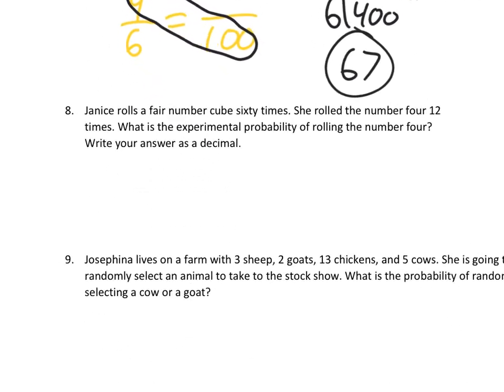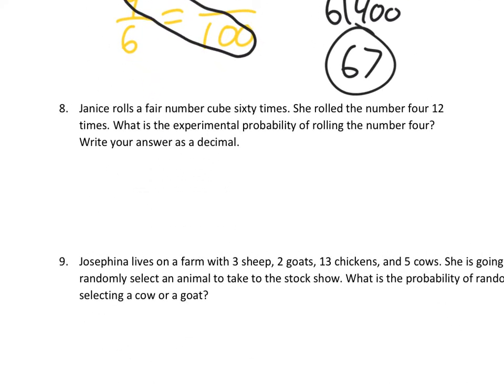Number 8. Janice rolls a fair number cube 60 times. She rolled the number 4 12 times. What is the experimental probability of rolling the number 4? Write your answer as a decimal. So let's talk about her experiment. She does it a total of 60 times, and she rolled that 4 12 times. So that 4 happened 12 times out of a total of 60 rolls.